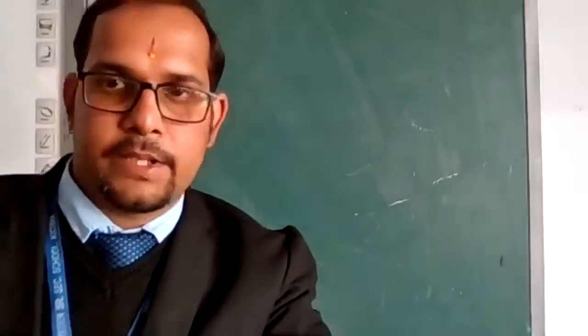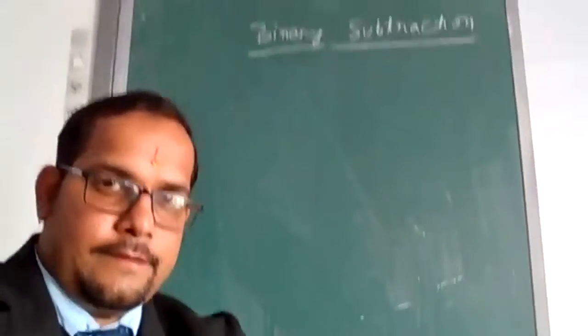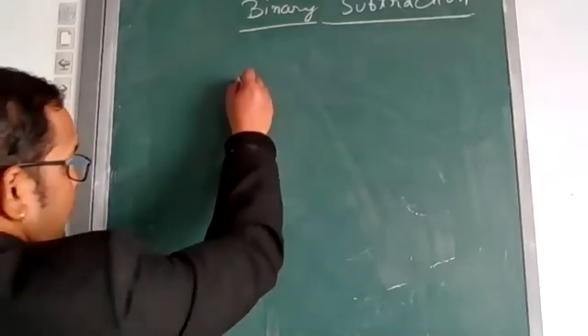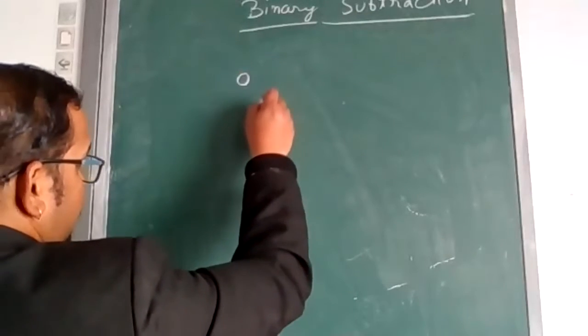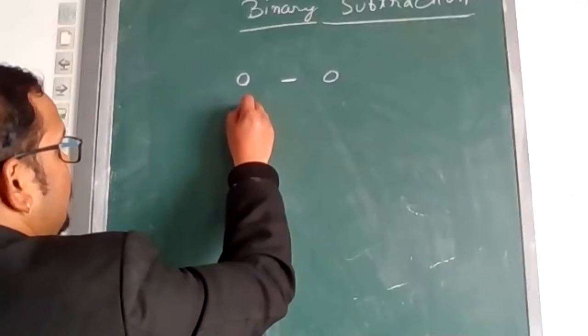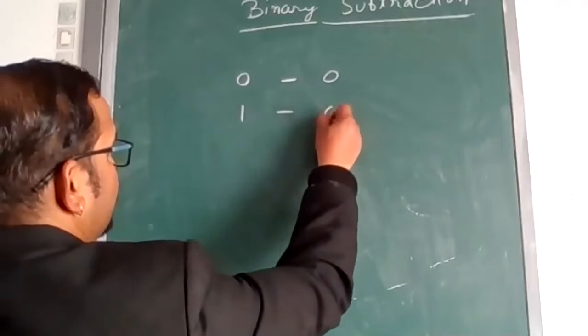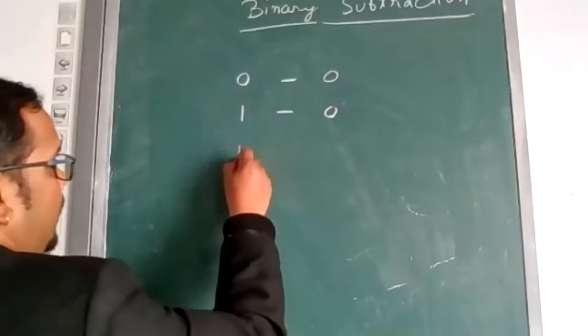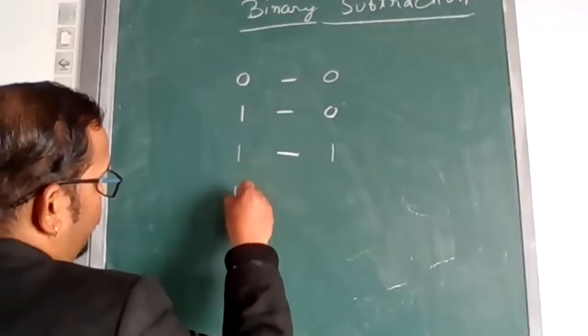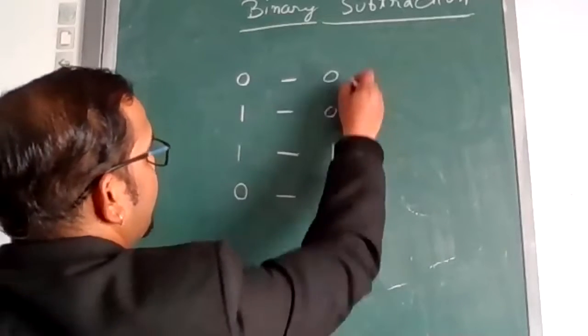Topic name is binary subtraction. Clear? Rules for this, again same thing: 0 minus 0, then 1 minus 0, then 1 minus 1, then 0 minus 1.